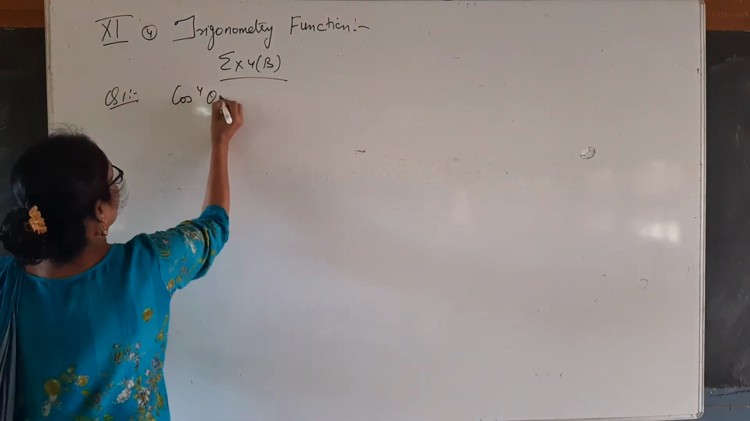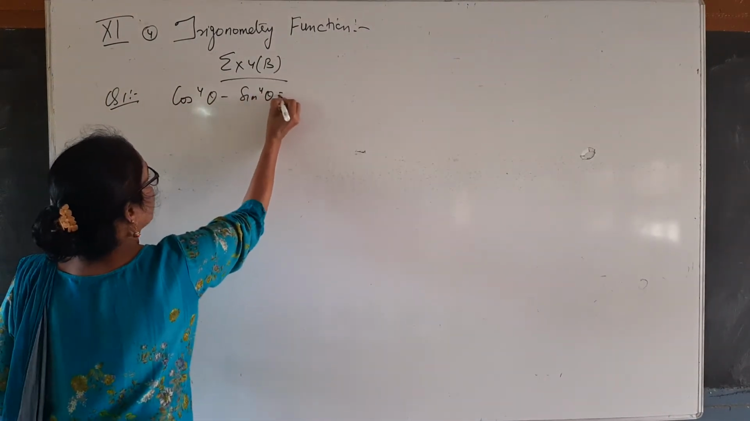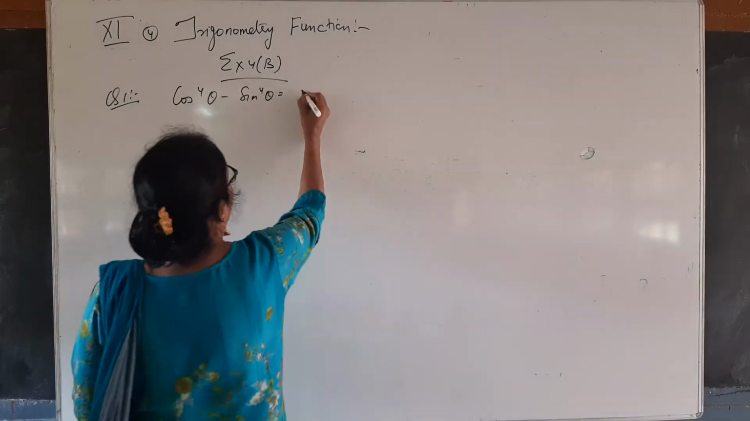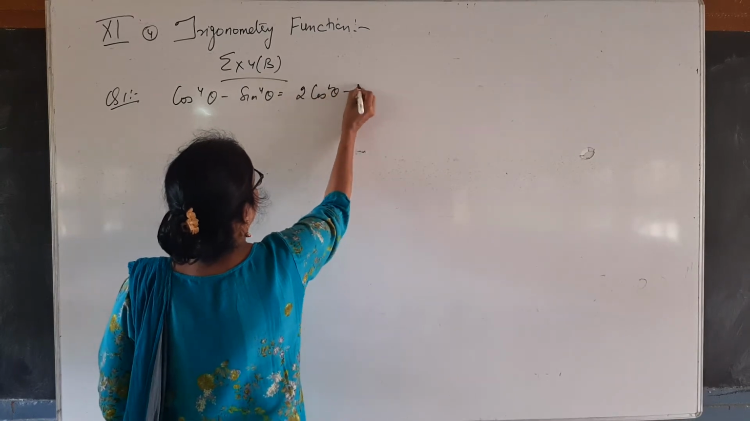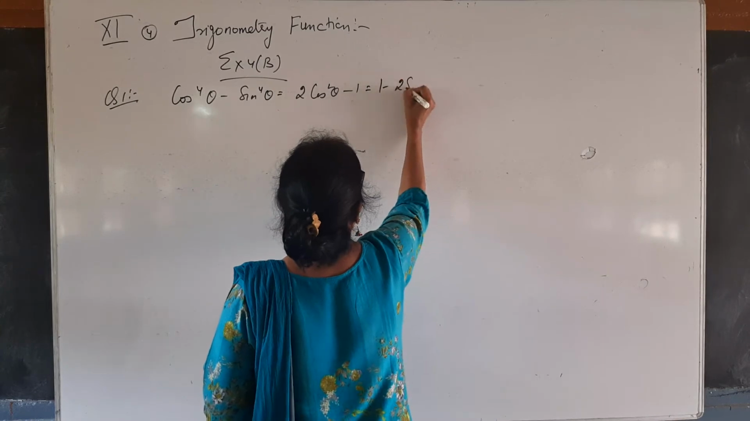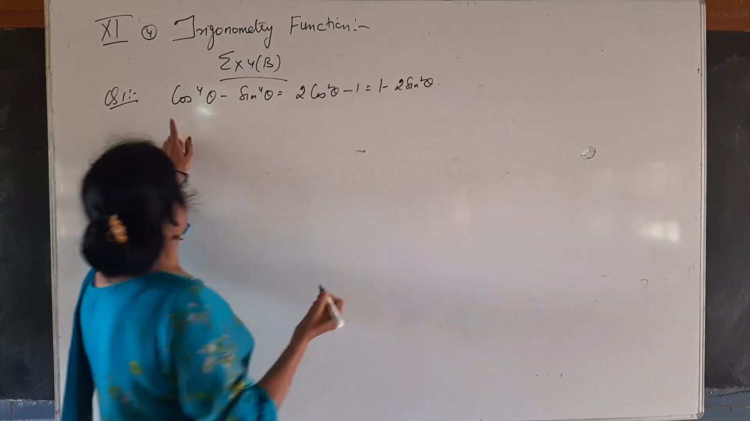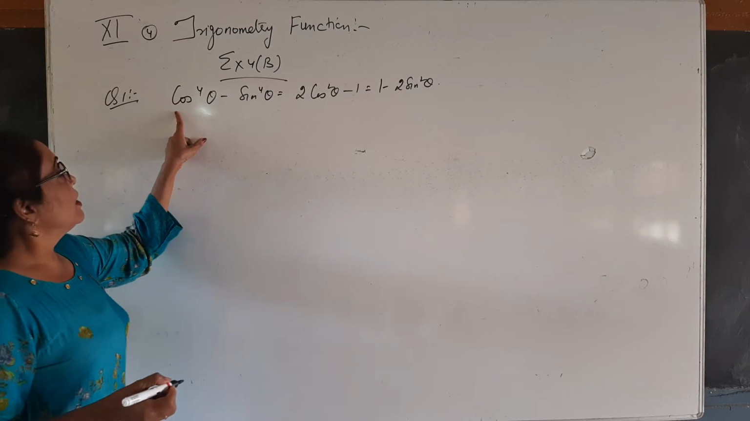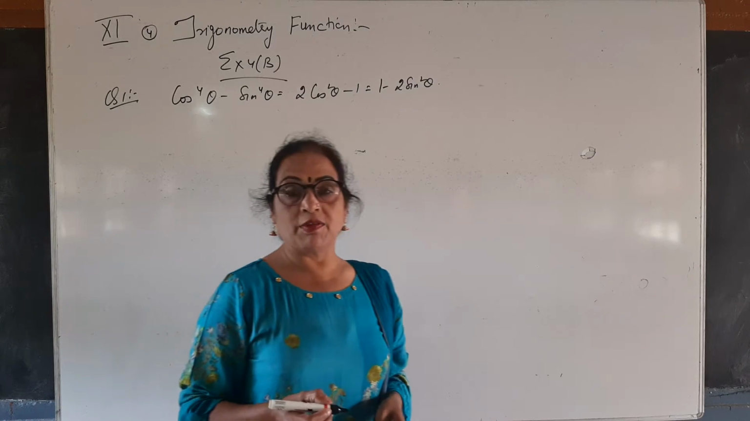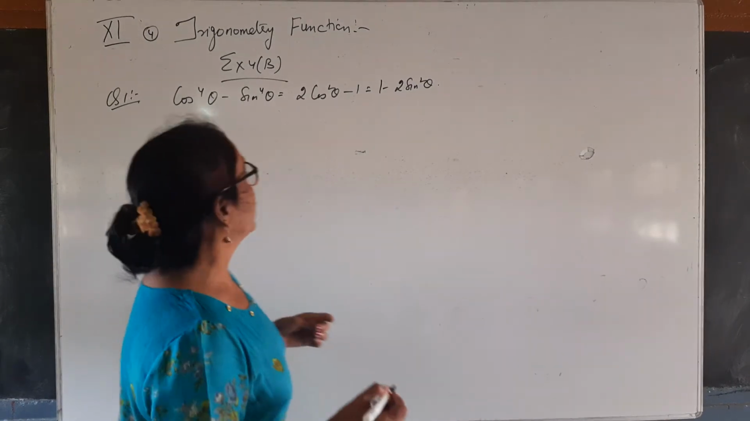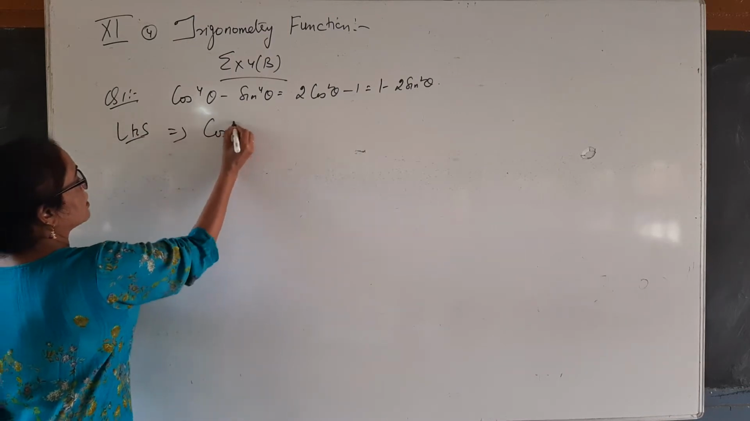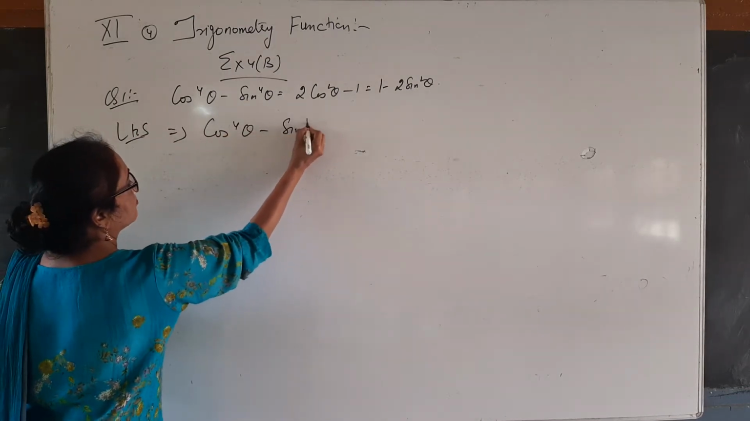Cos raised to the power 4 theta minus sin raised to the power 4 theta is equal to 2 times cos square theta minus 1, which is equal to 1 minus 2 times sin square theta. Now see what is given, you have to prove here cos raised to the power 4 theta minus sin raised to the power 4 theta equal to 2 times cos square theta minus 1 or 1 minus 2 times sin square theta. We will take LHS, that is cos raised to the power 4 theta minus sin raised to the power 4 theta.